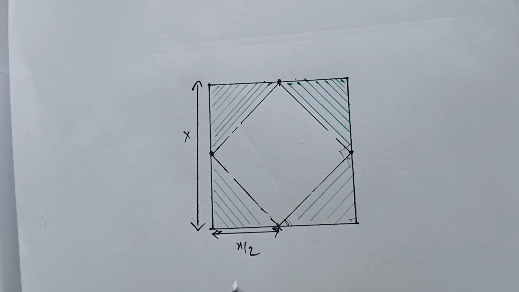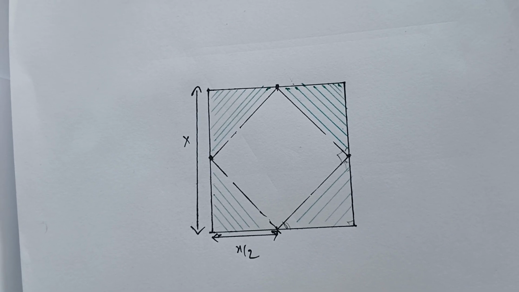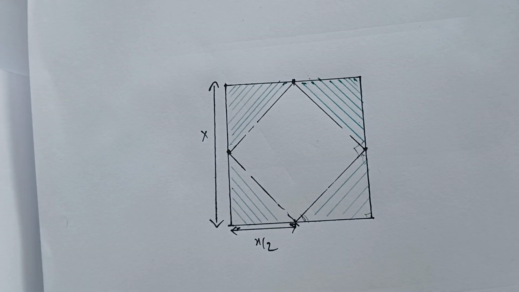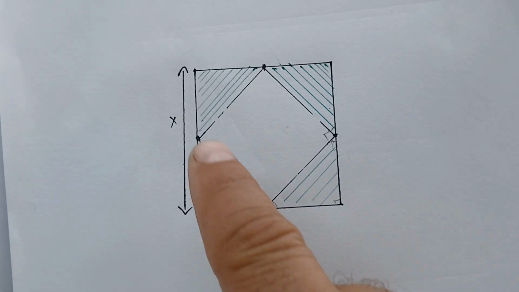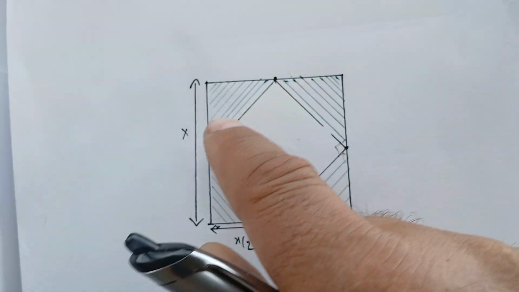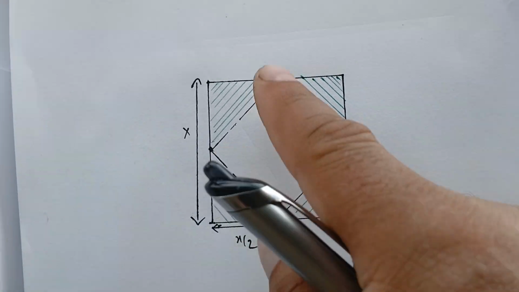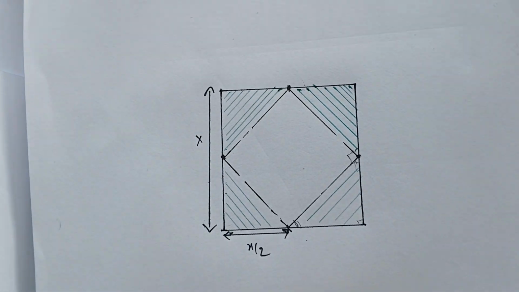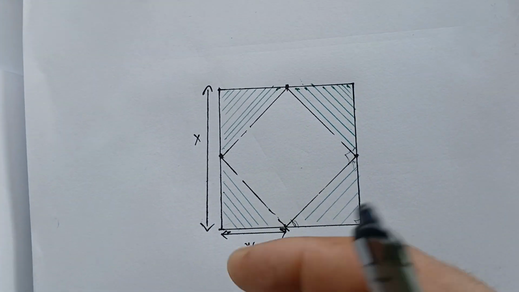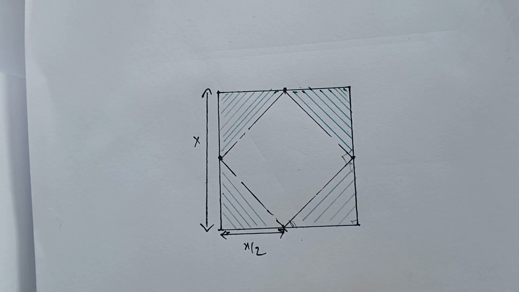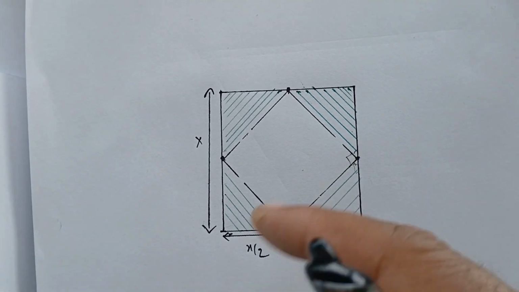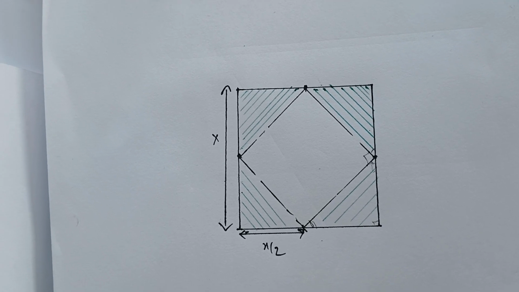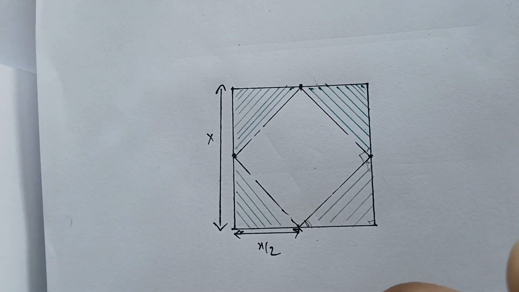Welcome back. Today we're going to be talking about this probability model. So assume that we have a square that has side length x, and we construct the middles of each side, and from there we connect them to get another square that's inside the square having side length x.